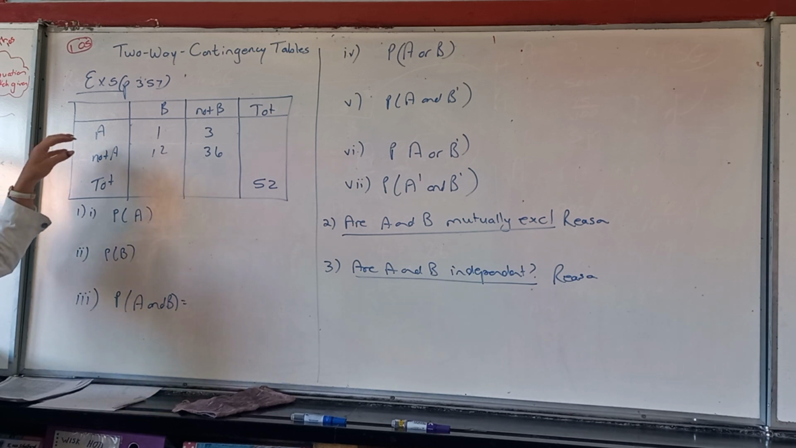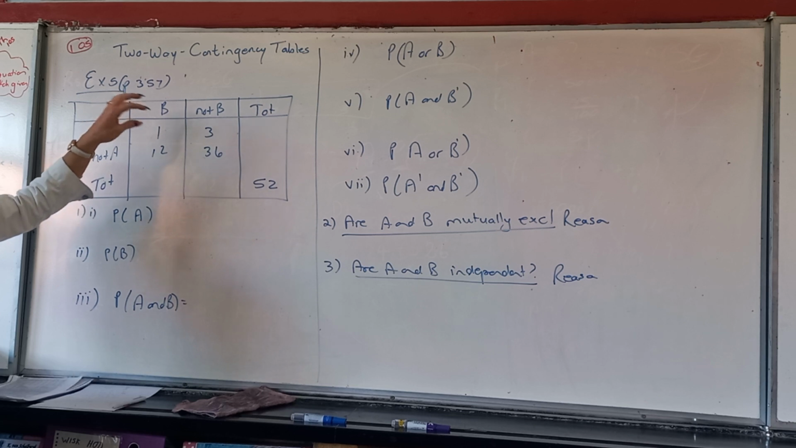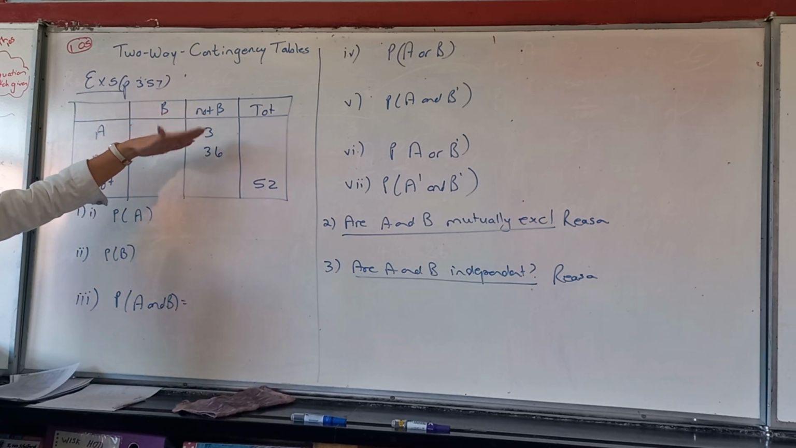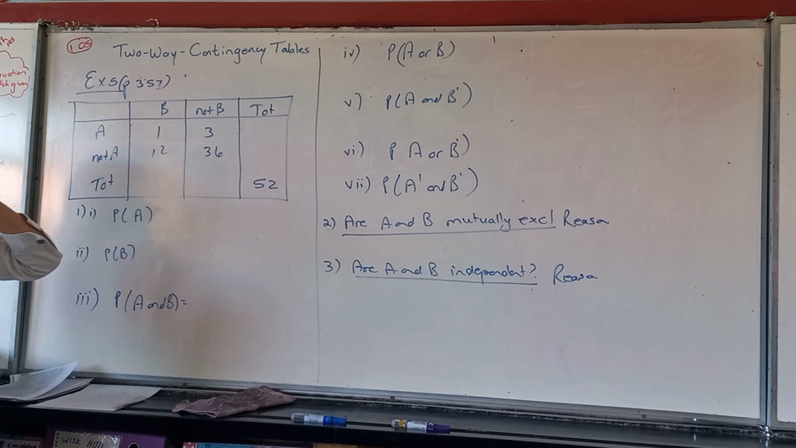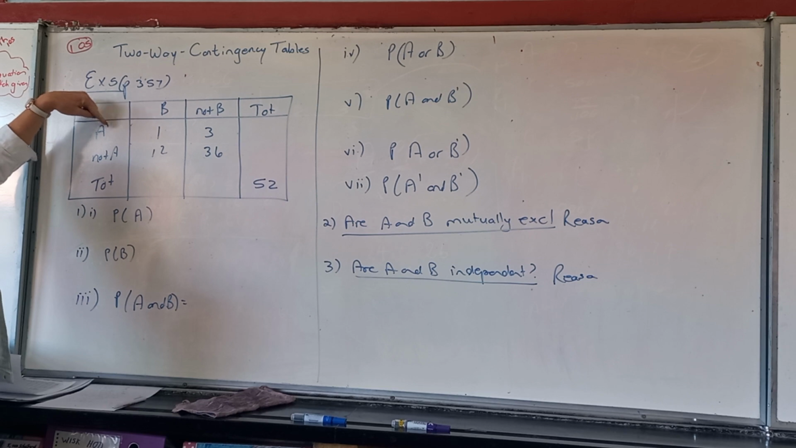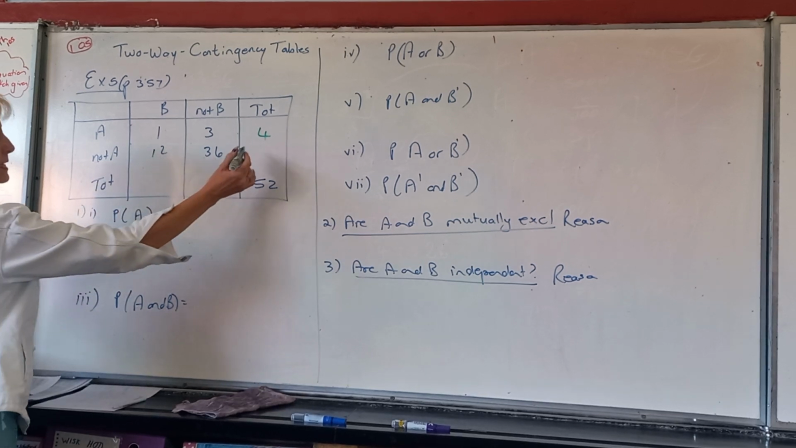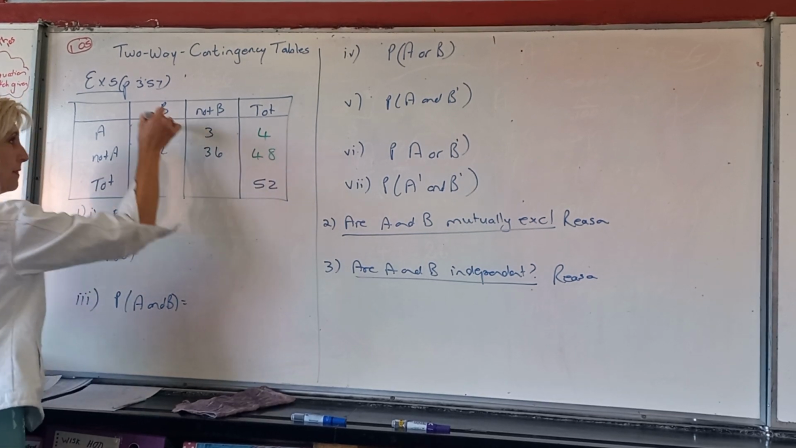When I talk about two events, A and B, and this is not A and this is not B, then you'll be able to go figure out what the totals are, wouldn't you? Because then it means that for A, it's 1 plus 3 giving me, right? And 12 and 36 giving me? 48. And the same thing downwards.